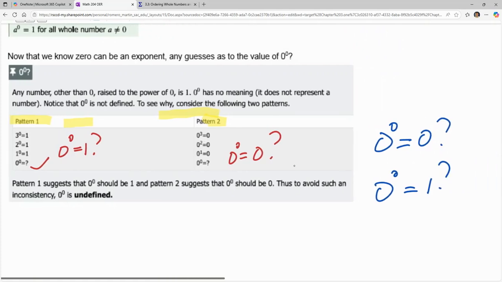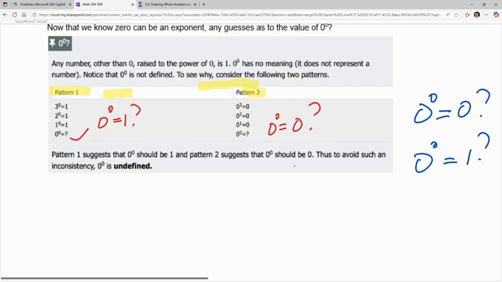So which one is it? Well, because we have two conclusions based off of inductive reasoning, we just say because of this inconsistency, there's a contradiction here. We say 0 to the power of 0 is undefined. So that's the answer, even though it feels like it could be 1, it could be 0. It almost feels too good, like it should be defined, but it isn't.